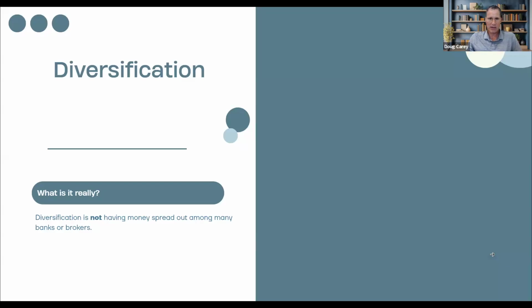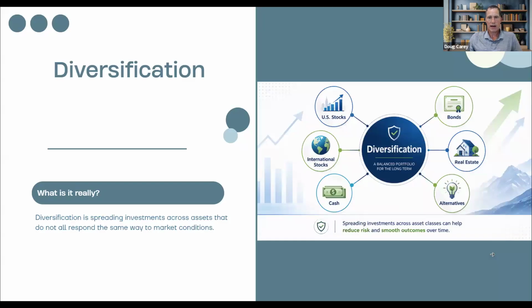Diversifying amongst banks might be a good idea if you have a lot of money in banks and you go over the insured limit, perhaps. But that's not what we're talking about here. We're talking about diversifying for your investments. So spread out across different asset classes that don't all move together. That's the key. You don't want them to move together, especially when the market turns down. So we're talking about being in US stocks, US bonds, perhaps some foreign international stocks and bonds, maybe real estate, growth, value. That's diversification.